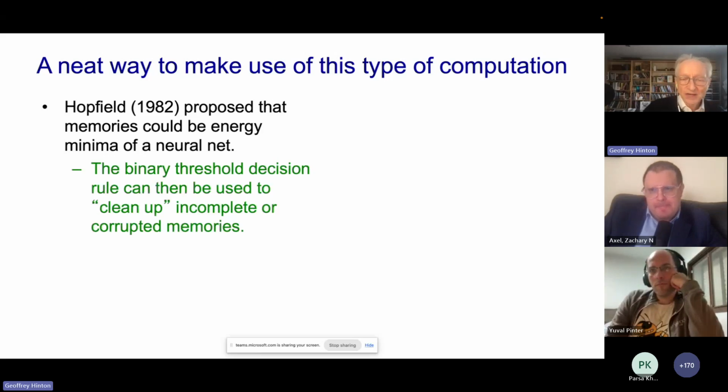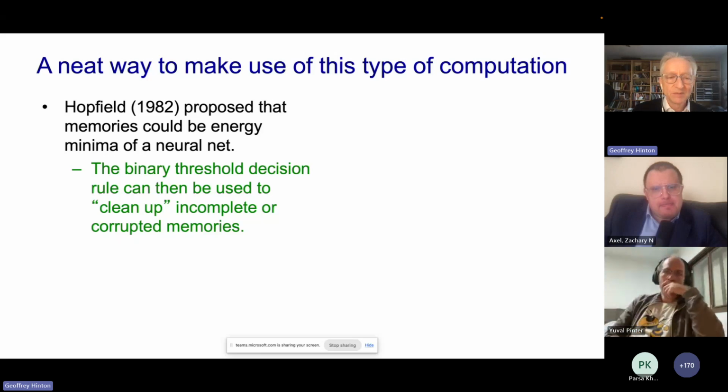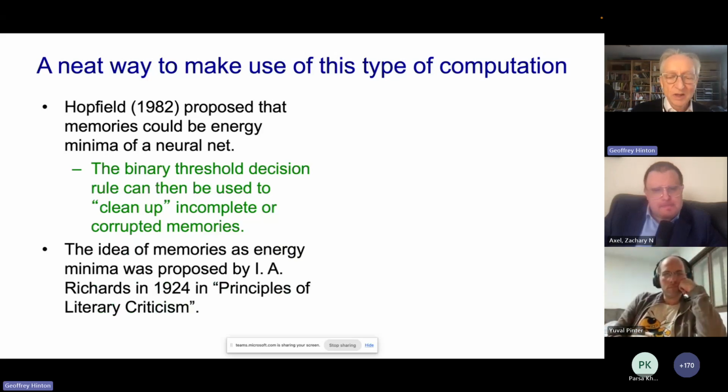And then what can happen is if you take a memory and you corrupt it, or you leave out part of it, you say some of the neurons, I don't know what their states are, they're kind of neutral, or I just take a memory and flip the states of some units, it can correct the corruptions, or it can fill out incomplete memories.